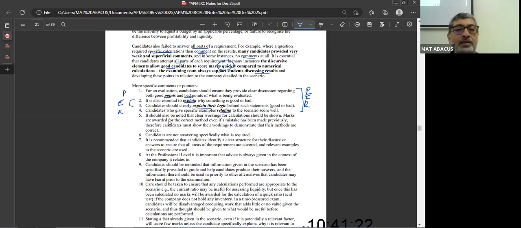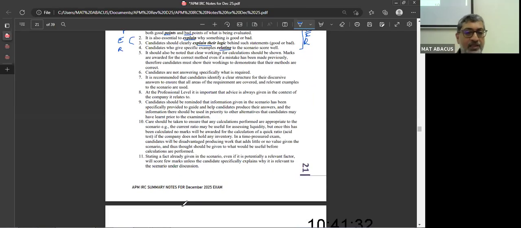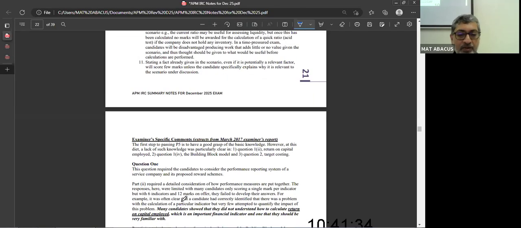Now this is about calculations. You can read that. This is the point we made earlier, not answering specifically what is required. All the other points will come, but I have kind of listed them here, so you can always have a look.